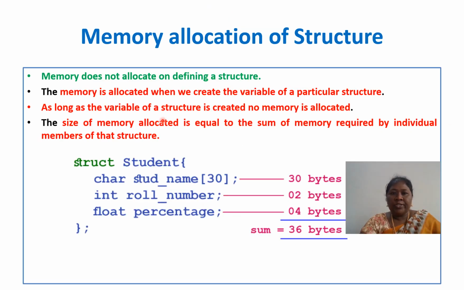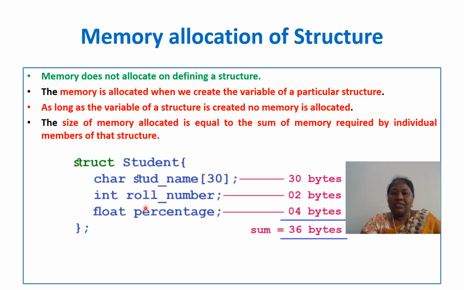The next part is about the memory allocation of the structure. Consider how much memory space will be allocated for this particular structure, and when the memory will be created, that is, when we create a variable of the particular structure. Here the structure name is student, and inside it there are three data variables declared. The character data type takes 1 byte. Here 30 characters are going to be stored, so 30 into 1, so 30 bytes. For this, it allocates 30 bytes.